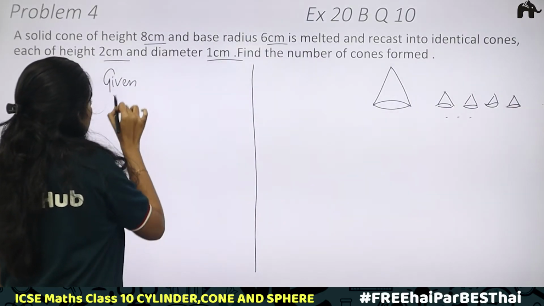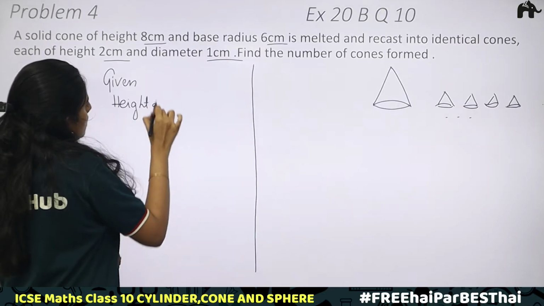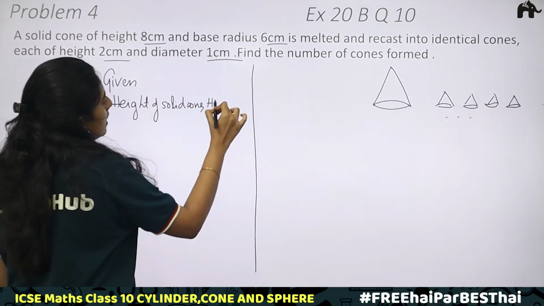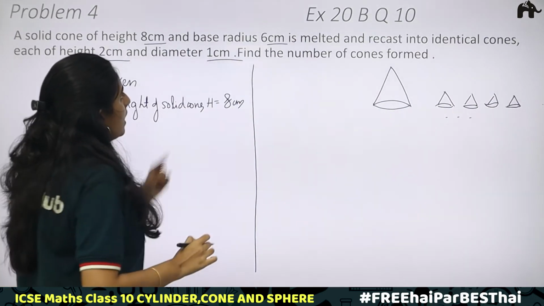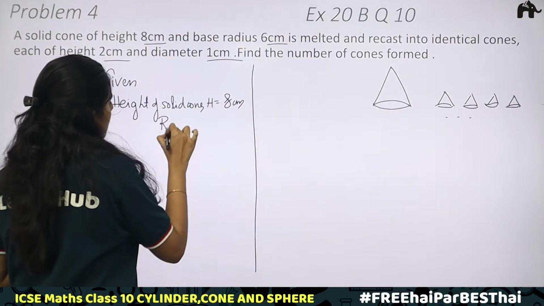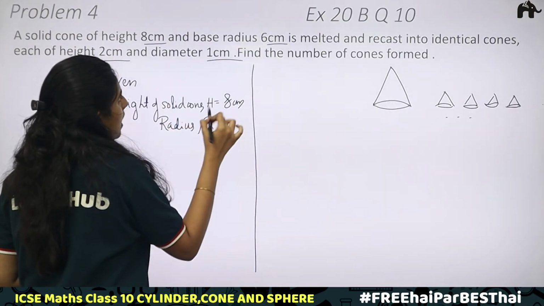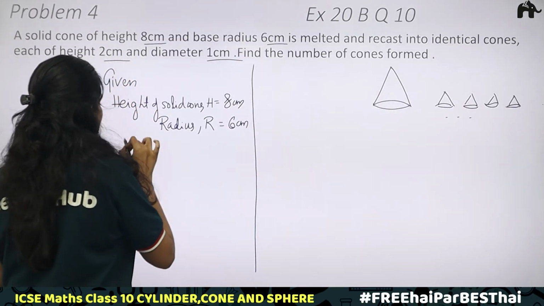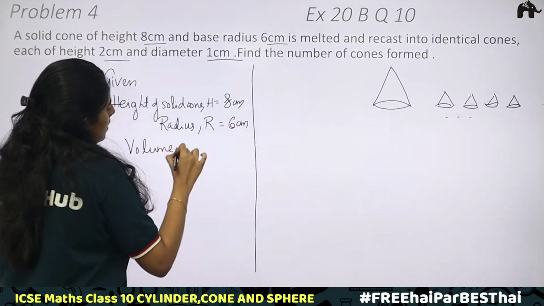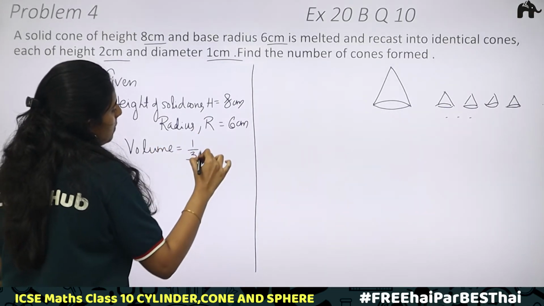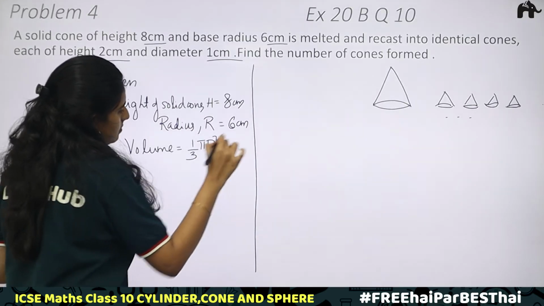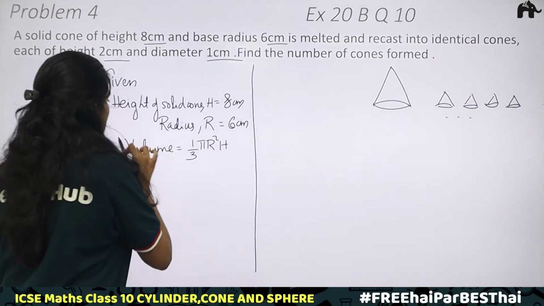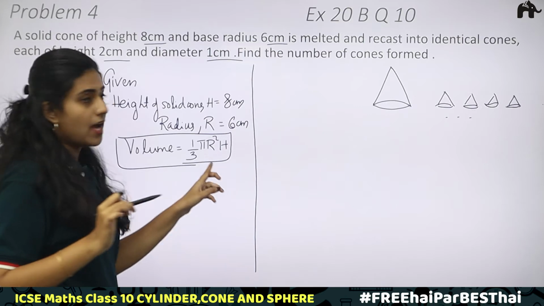Given the height of the solid cone, we'll take it as capital H, equal to 8 cm. And the base radius is given: radius capital R is equal to 6 cm. Then what is the volume? Volume is equal to 1 by 3 pi R square H, where we have taken radius capital R and height capital H.